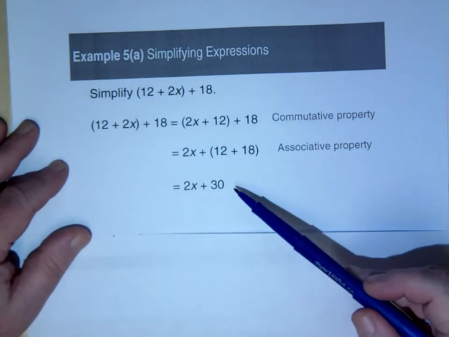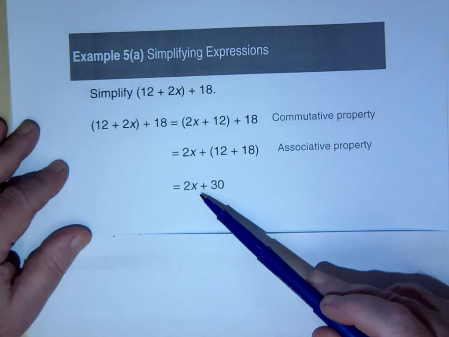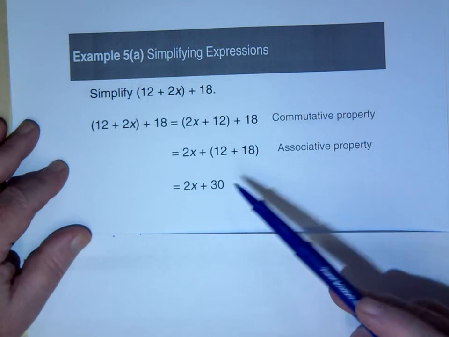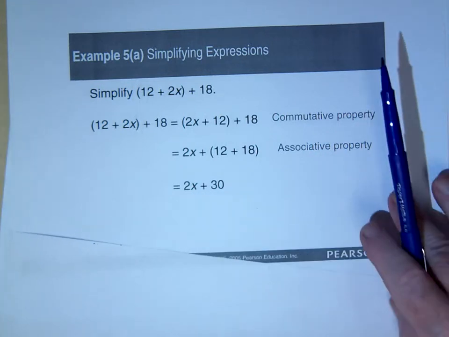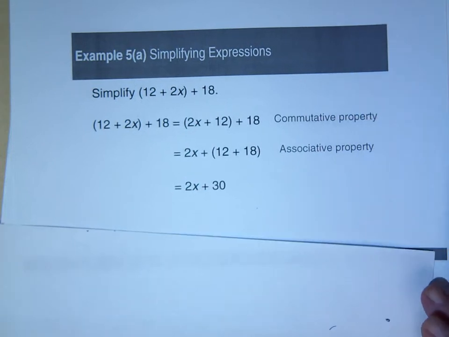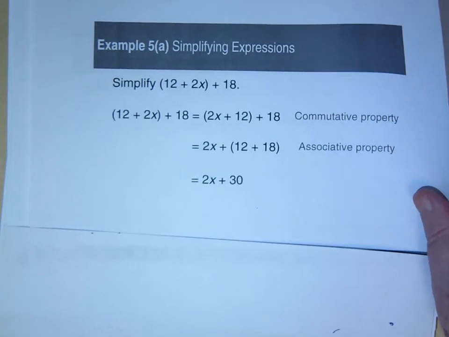We cannot combine this any further because that has an x in it and that has no x in it, and so those are not like terms. Like terms have the same variables and the same exponents.